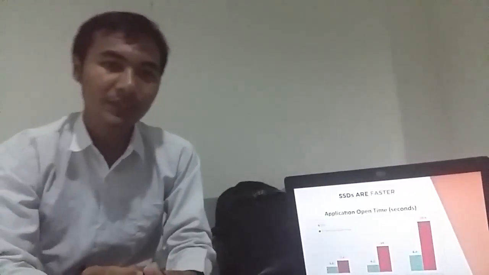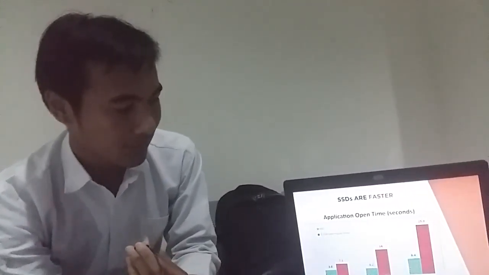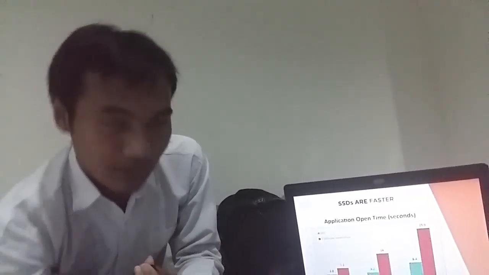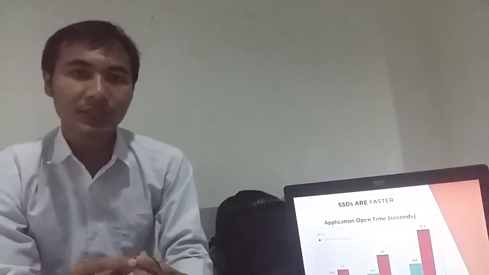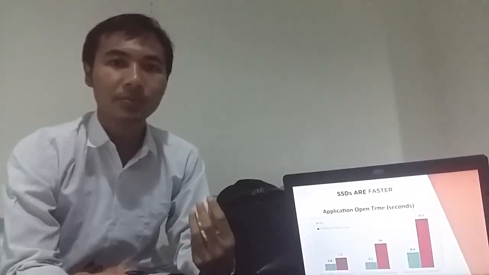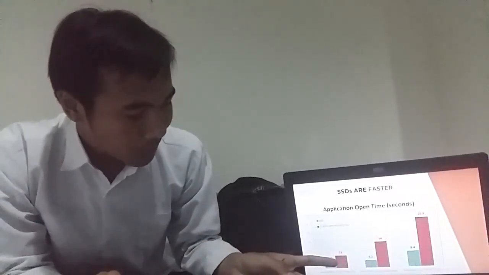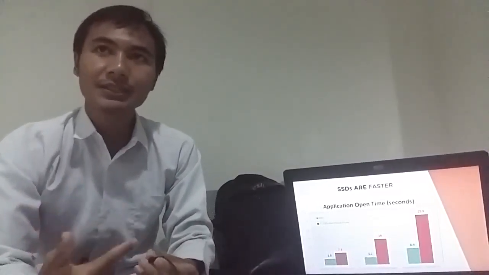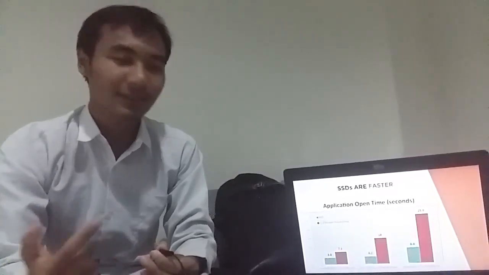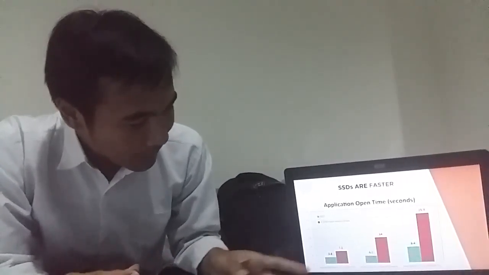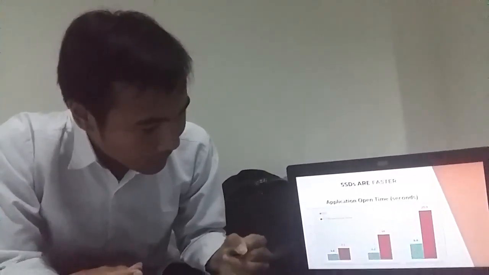The next advantage is solid state drives are faster. This is the vertical bar chart of application open time. The first application is Adobe Reader 10. If you are using a solid state drive, it takes only about 3.8 seconds. But if you are using a 7200 RPM hard drive, that is the fastest hard drive nowadays, it takes about 7.1 seconds.